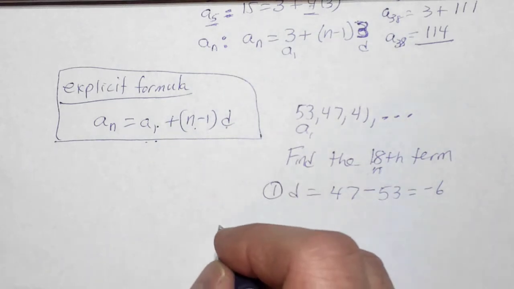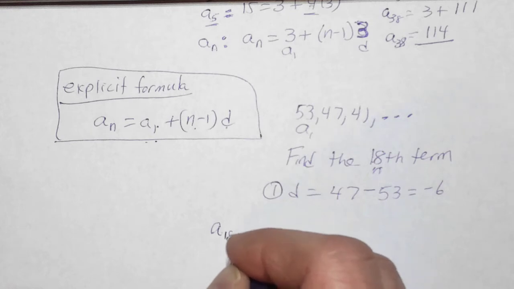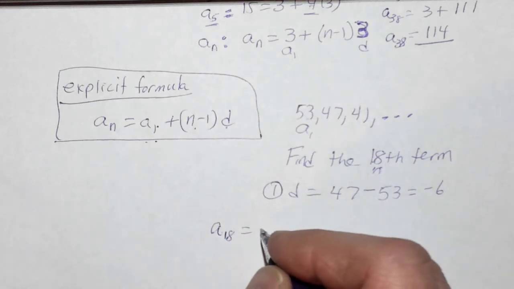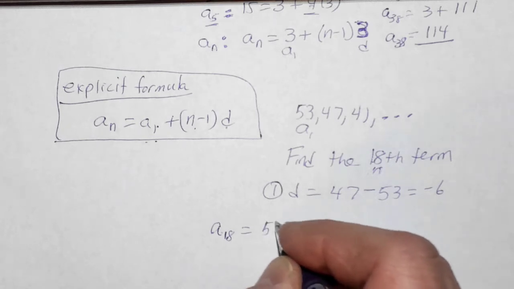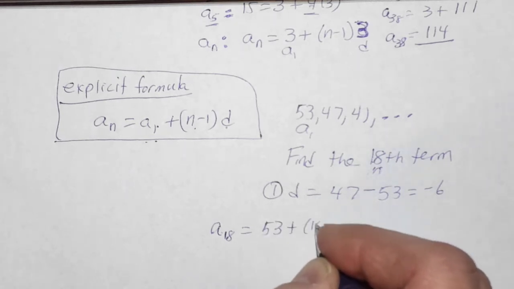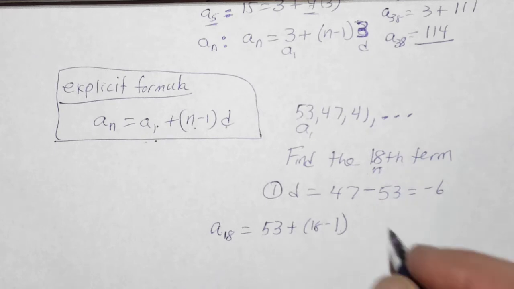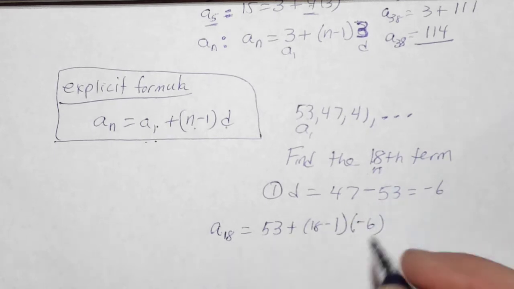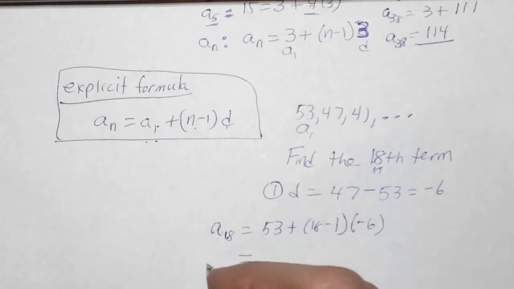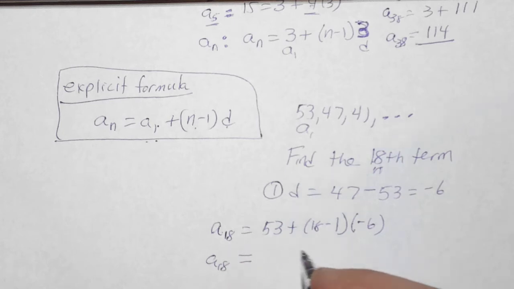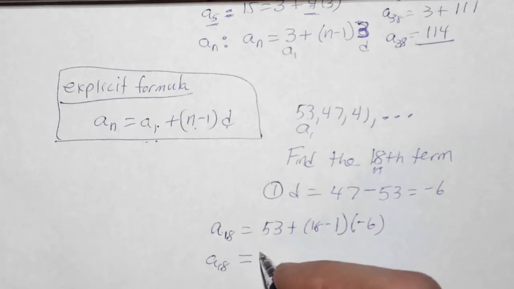So my nth term, the 18th term then, would be, my dog had to come and visit me right now, the first term plus 18 minus 1 times the common difference, which is -6. And if you work that out, the answer comes out to be -49.